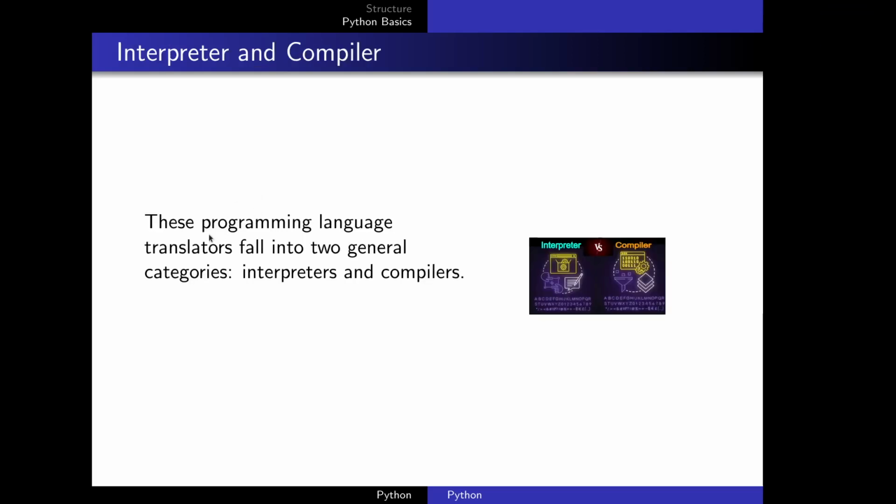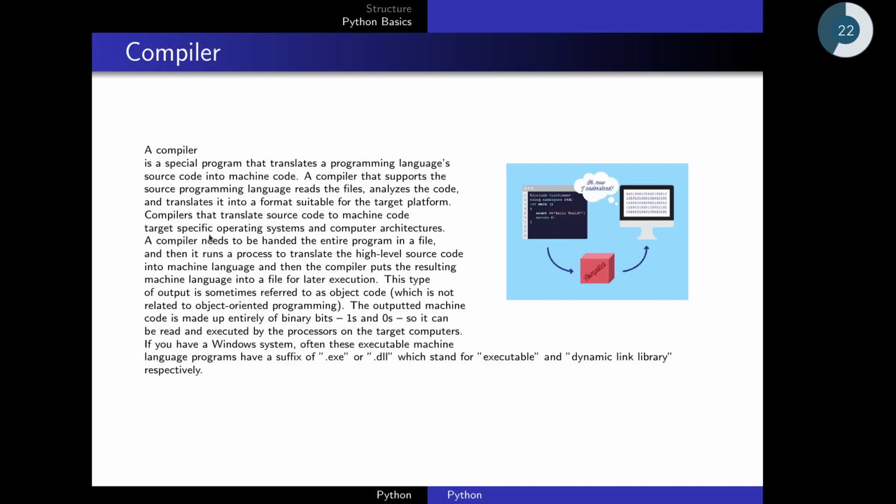The programming language translators fall into two types, interpreters and compilers. A compiler is a special program that takes source code written in a high-level language supported by that compiler and converts it into machine code. So a C compiler will take a program source code written in C and convert it into machine language code that only consists of ones and zeros.